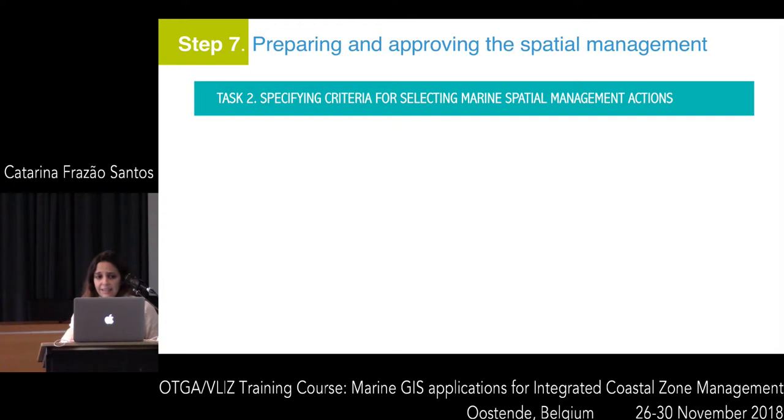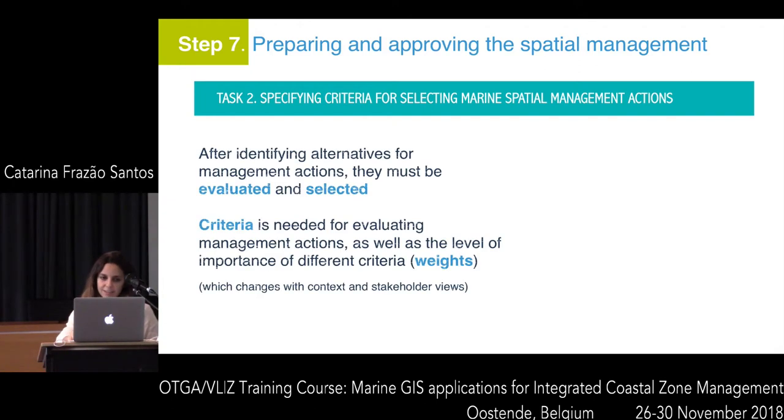So the second task is specifying criteria for selecting marine spatial management actions. And after identifying alternatives for management actions, they must be evaluated and selected, as we've done before with scenarios. And we need criteria to do that. And we not only need criteria, but we need to define which criteria are most important, so weights for the criteria. And this can be changed with stakeholder consultation.